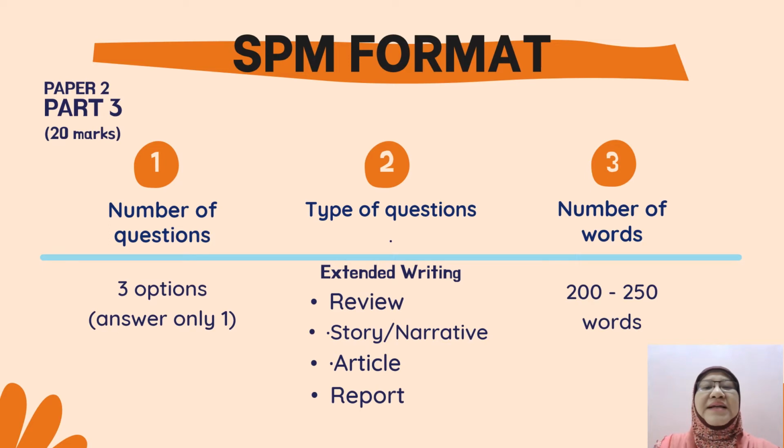To begin with, let's look at the SPM format for English Language Paper 2. Part 3. This part carries 20 marks. Number of questions. We are given 3 options. Answer only 1. Types of questions. It is an extended writing. There are 4 types: review, story or narrative, article, and report. Report is our focus for this lesson. The number of words required is between 200 to 250 words.